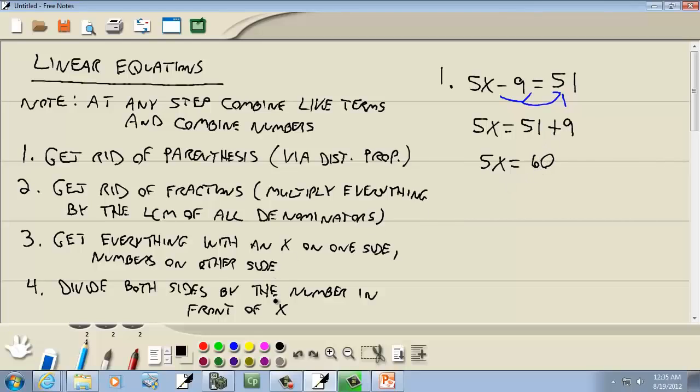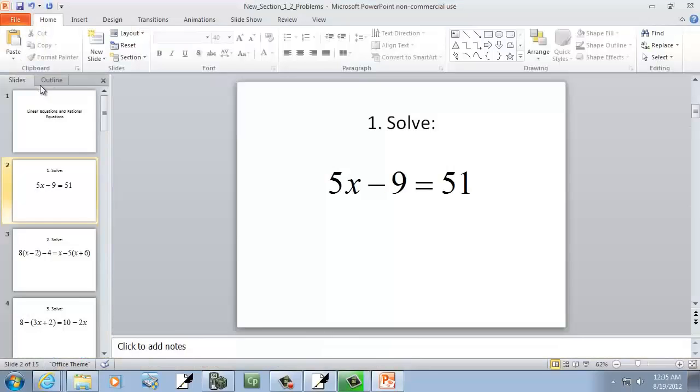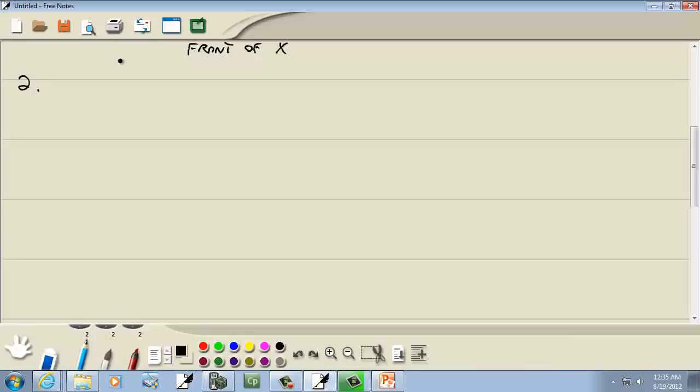And we're down to step 4. Divide both sides by the number in front of the x. The number in front of the x is a 5. So we're going to divide both sides by 5. Those 5's cancel. And that gives me 12. And that's my answer. We don't see those steps anymore, but we're still going to follow them.